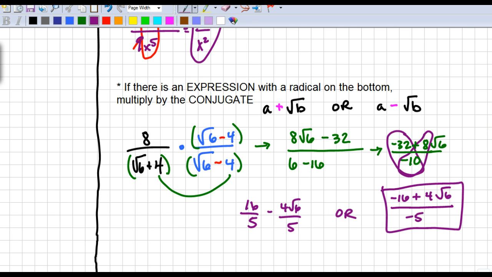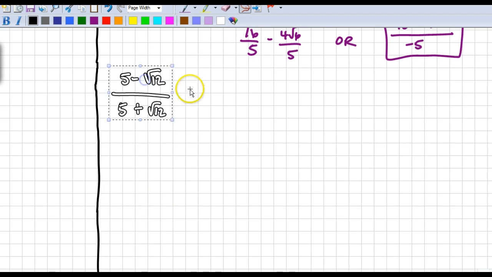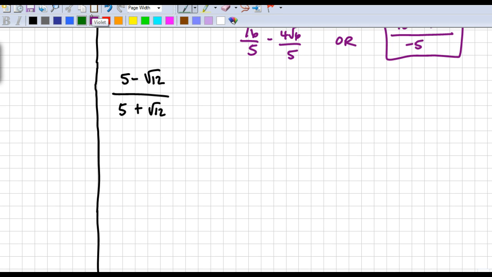So let's practice a couple more like this. We're going to get harder and harder as we go. And I don't want you to try this yet. I want you to try it with me. So our next example has 5 minus square root of 12 over 5 plus square root of 12.